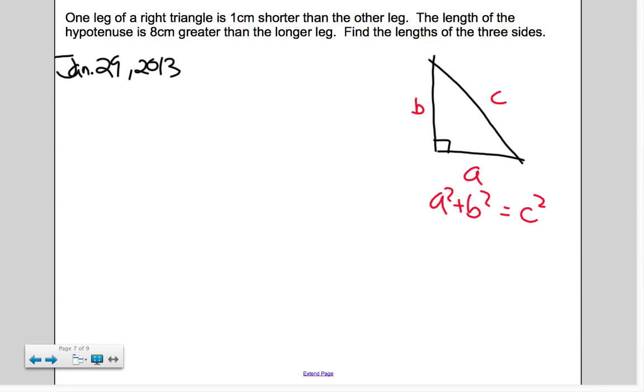Okay, so we have one side that is shorter than the other leg. So we're talking about basically these sides. They're referred to as legs. Call them legs, it's not the hypotenuse. The other side has a special name. So what might your let statement be?